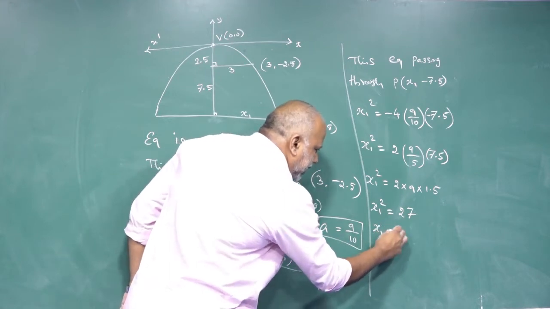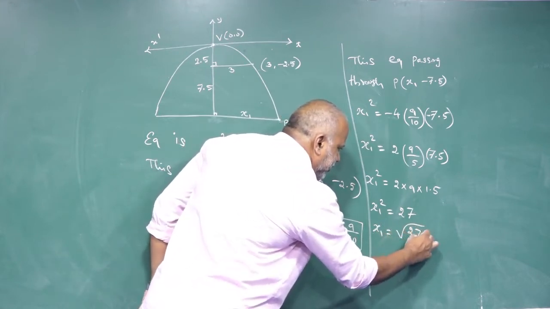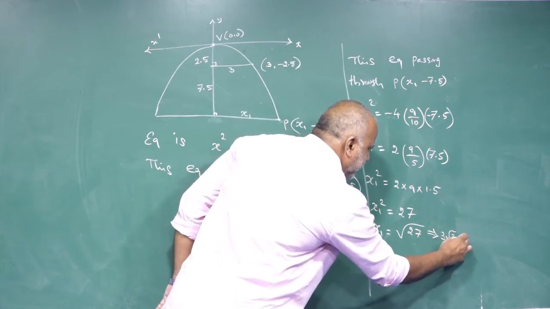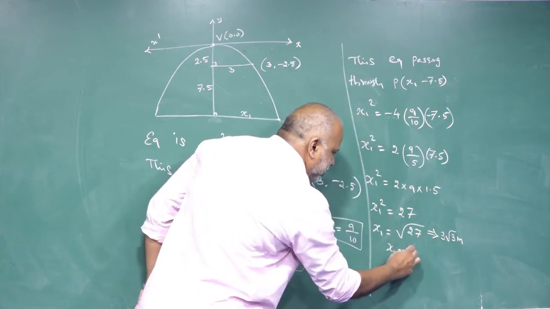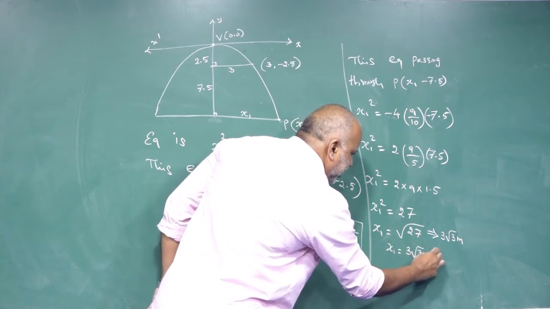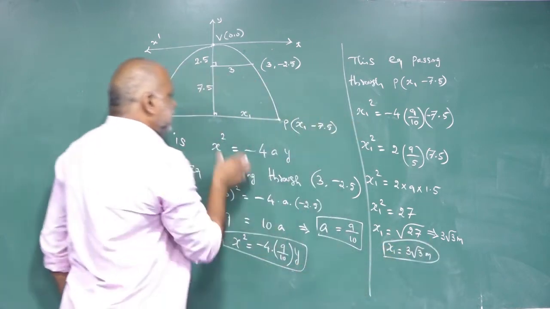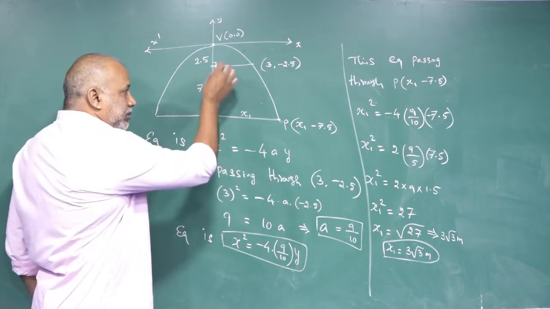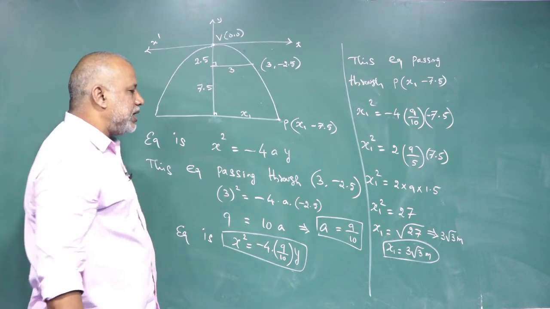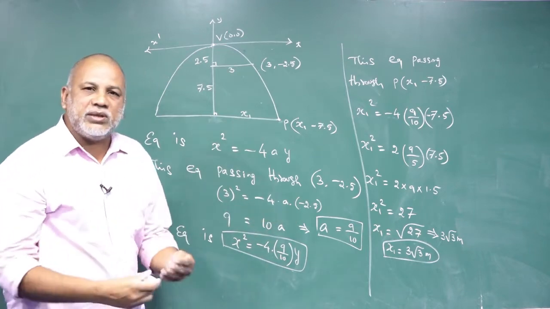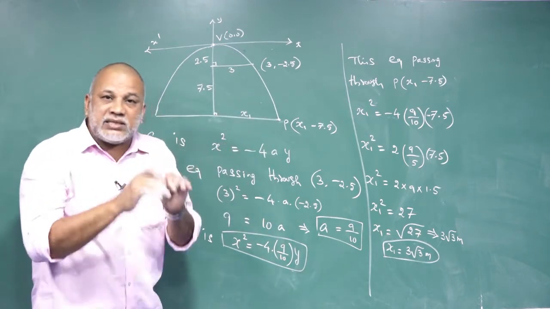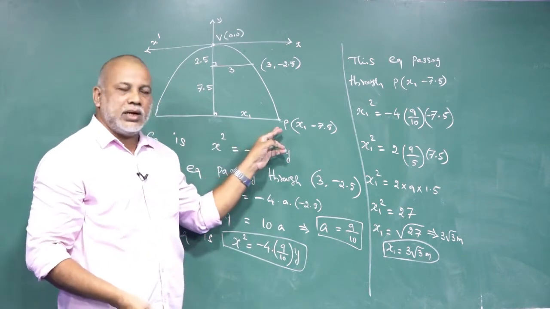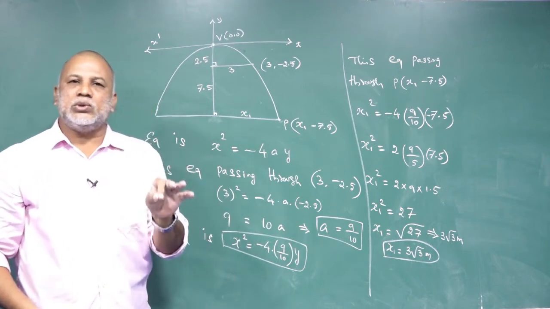Therefore, x1 equals square root of 27. So we can write it like this, 3 root 3 meter. So this is the value of x1, equal to 3 root 3 meter. What is the meaning? The water strikes the ground at a distance, that is the question asked. The water strikes the ground at a distance of 3 root 3 meters.